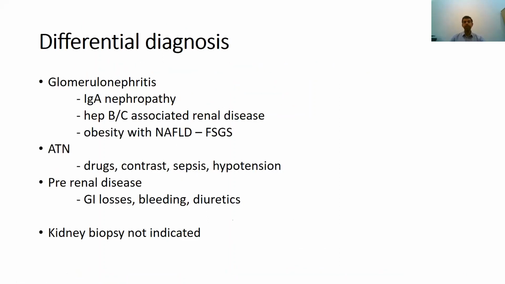And like I said, this is a diagnosis of exclusion. So like in any patient who presents with a kidney injury with increased creatinine, you have to think of all the other causes before you come to a diagnosis of hepatorenal. So you have to think about glomerular diseases, acute tubular necrosis, other pre-renal causes. And generally we don't need to do a biopsy in these patients. And also it's very risky to do a biopsy in liver cell disease patients because of the coagulopathy and thrombocytopenia. The bleeding risk is also very high. So we try to avoid kidney biopsies as much as possible.